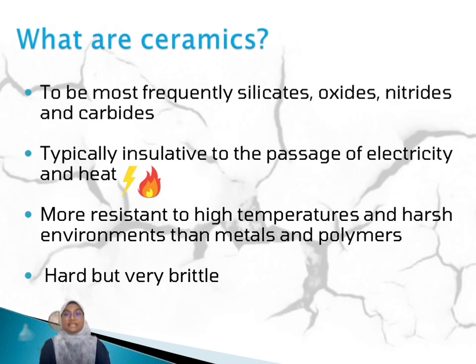Ceramics are most often silicates, oxides, nitrides and carbides. These compounds give ceramics their strength and stability. Unlike metal, ceramics don't allow electricity or heat to pass through them easily. That's why they are used as insulators in electronics and in kitchenware that resists heat transfer.